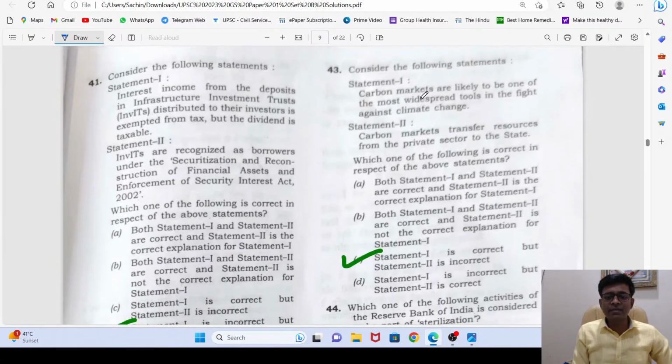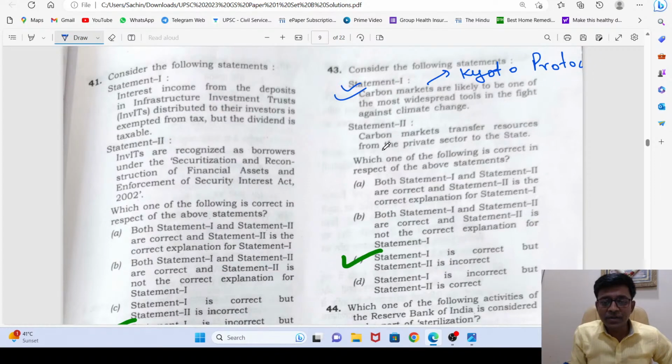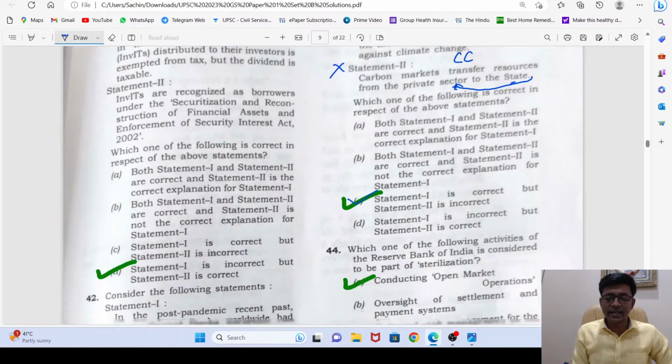See, carbon markets are likely to be one of the most widespread tools in the fight against climate change. Yes, and they came into existence under the Kyoto Protocol. Carbon markets transfer resources from the private sector to the state. No, resources are transferred from the state to the private sector in the form of carbon credit. That's why the second is incorrect. That's why your answer is C. Statement 1 is correct, but statement 2 is incorrect.